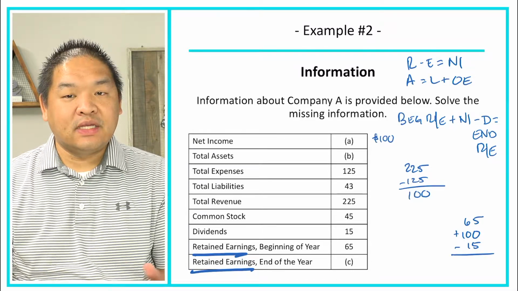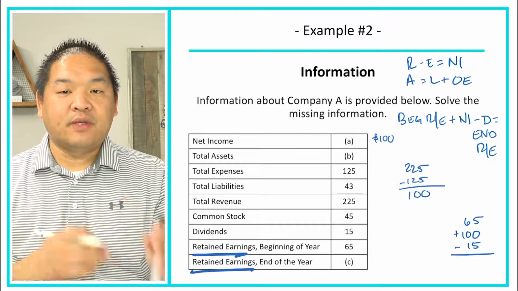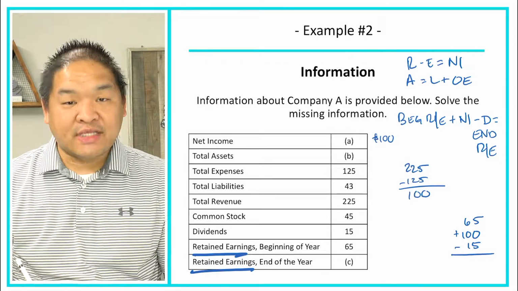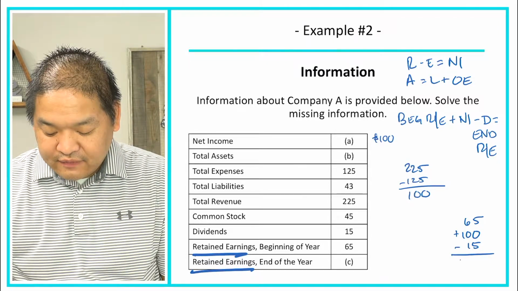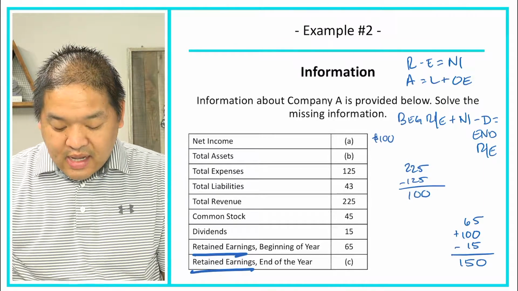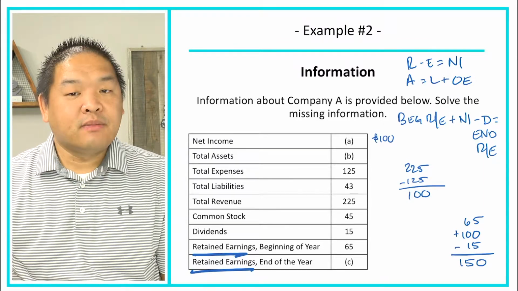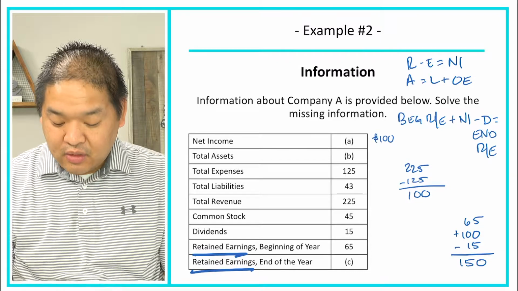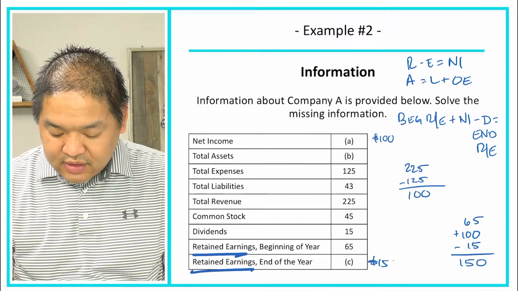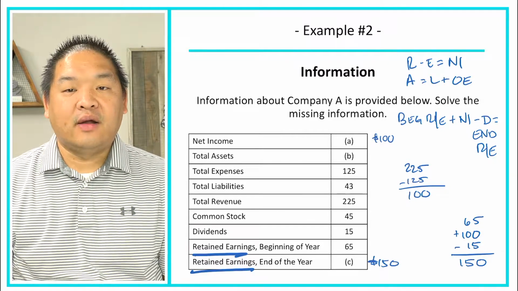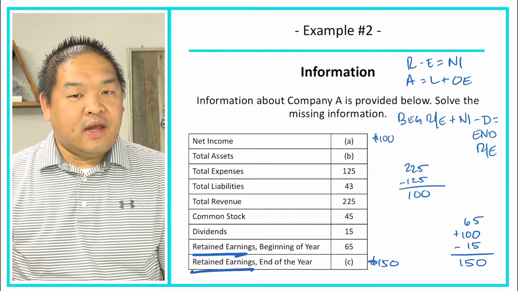So what's our ending retained earnings? Well, 65 plus 100 is 165. Subtracting 15 gives us 150. So our retained earnings at the end of the year must be $150. So our ending retained earnings would be $150. All right, 2 down, 1 to go.